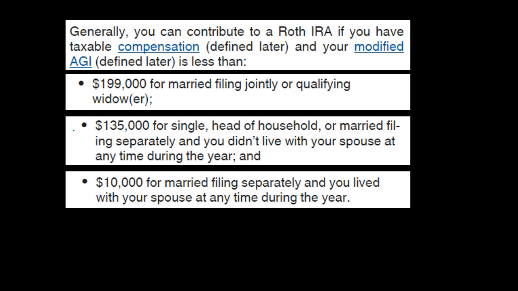So note here that we have this married. This is a little bit unusual, where we have the single and head of household often grouped together. So we're going to say married is this item. Then if you had income of $135,000 or less, you should be okay to contribute to the Roth IRA, for single taxpayers, head of household, that's kind of the norm, or married filing separately if you didn't live with your spouse at any time during the year. So that's kind of a weird special condition.